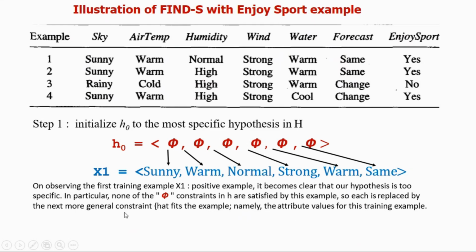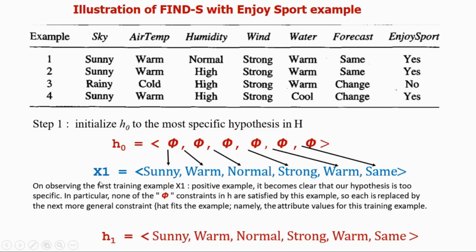Now, what's the search task here? We have to match the hypothesis value with the example value. If it is the same, we do nothing. If it is different, we replace it with the specific value. Here none of them match, so we change every 5 to the specific values taken in X1. So the next level of hypothesis, H1, becomes like this, with the 5 replaced by these values correspondingly.